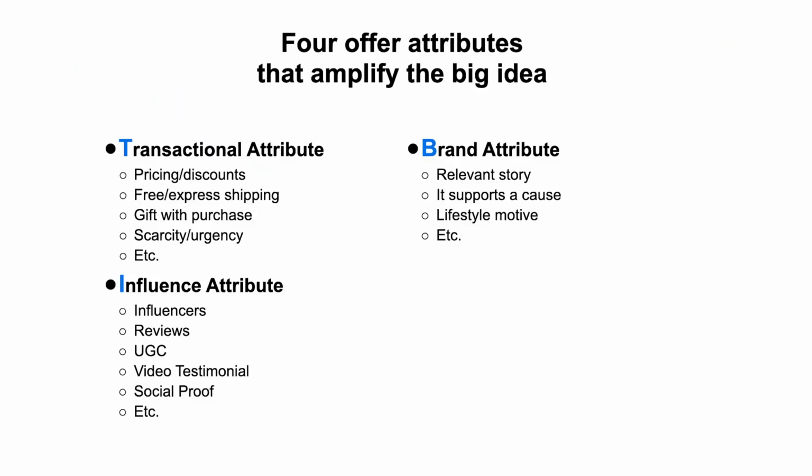The next offer attribute we're going to look at is I for influence. With influence attributes, these are when you're using third-party endorsements for your product or brand in your ads and in your messaging.